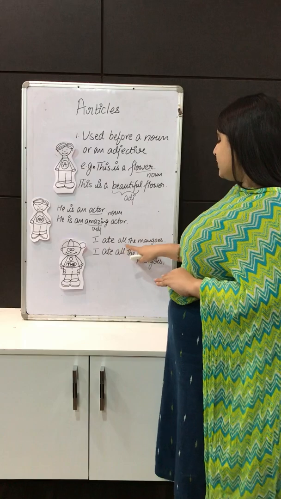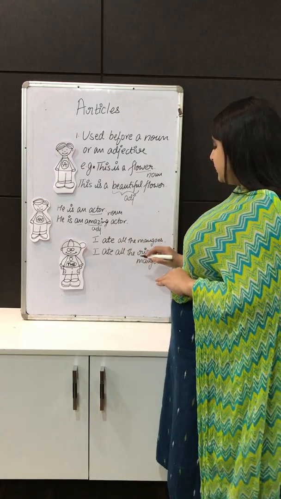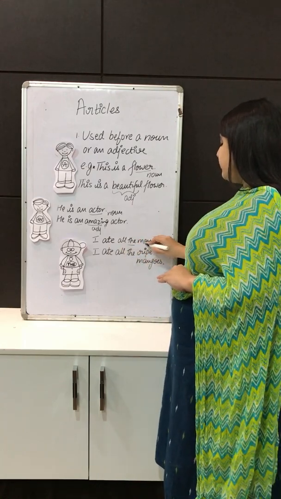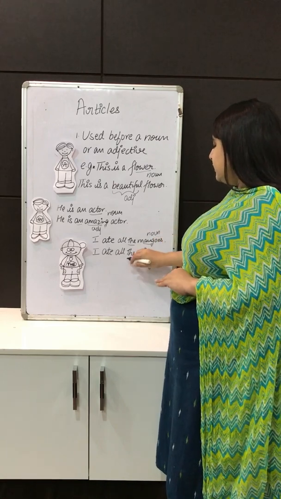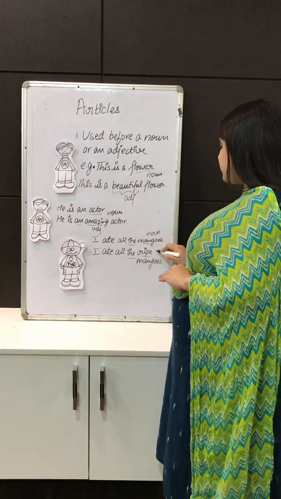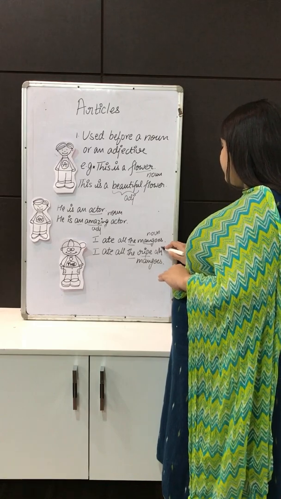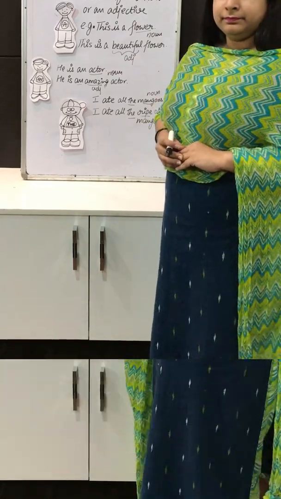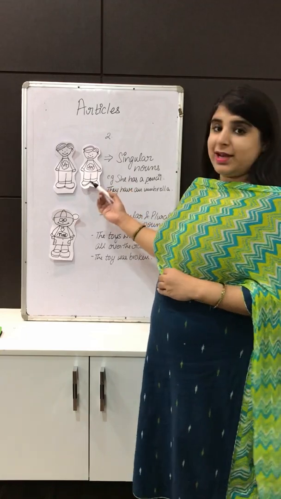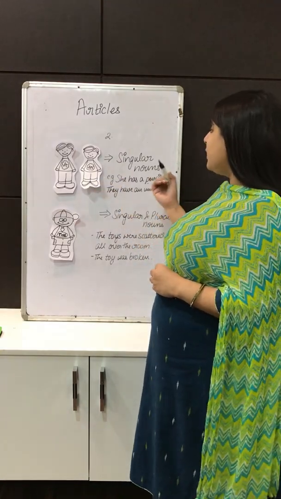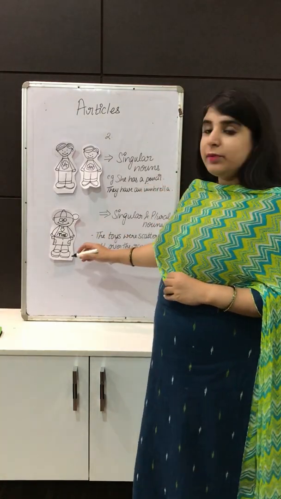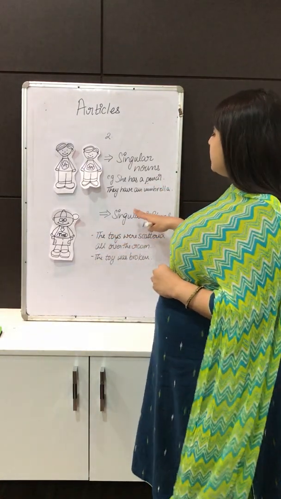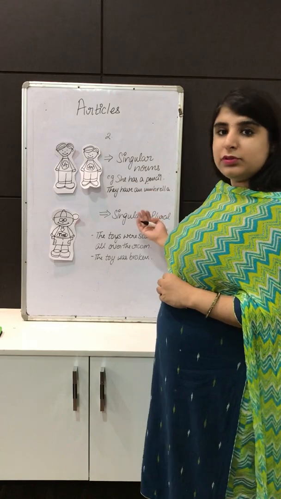Similarly, I ate all the mangoes. Here, the is used before the noun, that is mangoes. But here, the is used before the adjective ripe. The two twin brothers, a and an, are used before a singular noun, but the big brother, the, is used before singular as well as plural nouns.